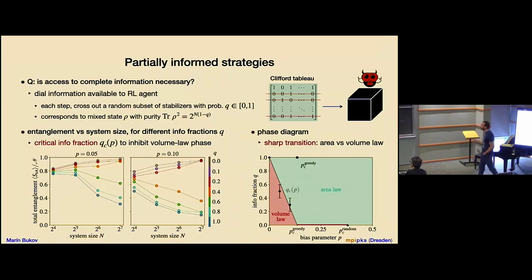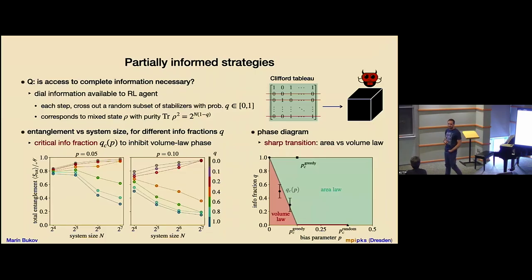So we have 2 data points on the left. These 2 data points are shown here. And of course, the boundary is just schematic. But in particular, what's important here is that there's a sharp transition between an area law and the volume law in the amount of information that you use in order to do active feedback control on these systems.